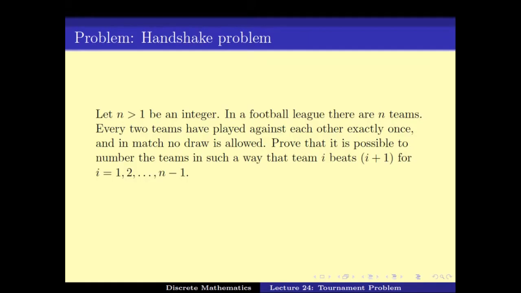ago. So it says that in a football team, there are n teams. Every two teams have played with each other exactly once, and there is no match that ended up in a draw. So one of the teams must have won. Prove that it is possible to number the teams in such a way that team i beats team i plus 1 for i equals 1 to n minus 1.